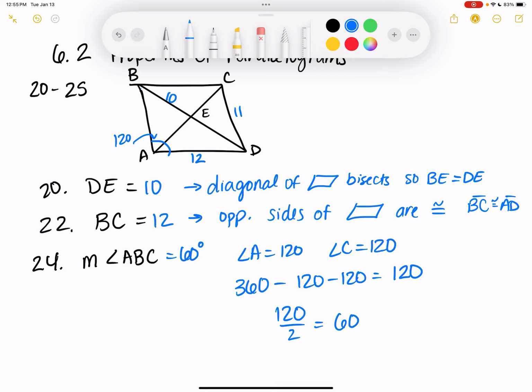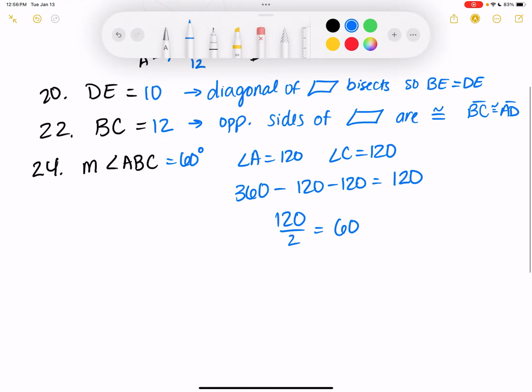Any questions on that before we move to the next thing? Okay.